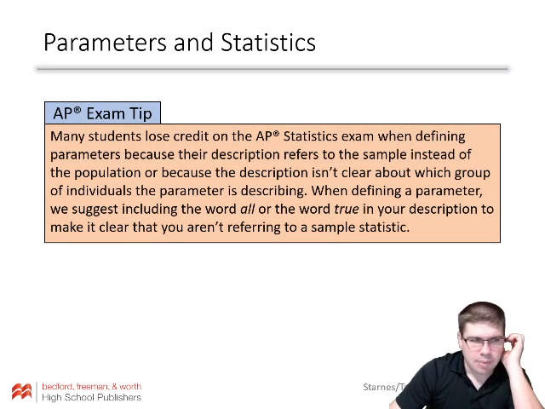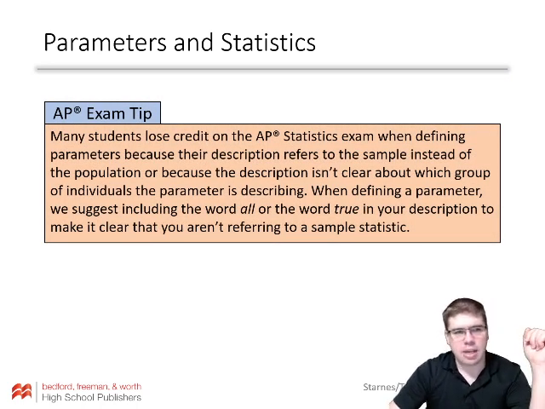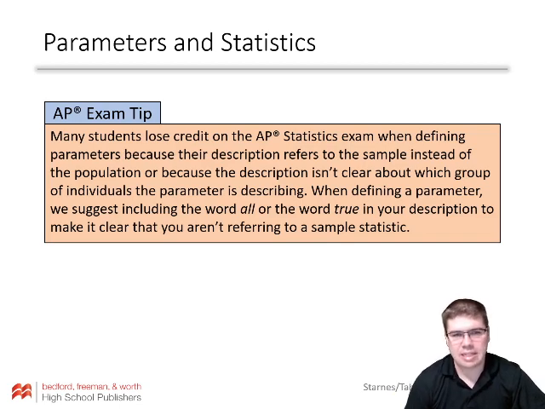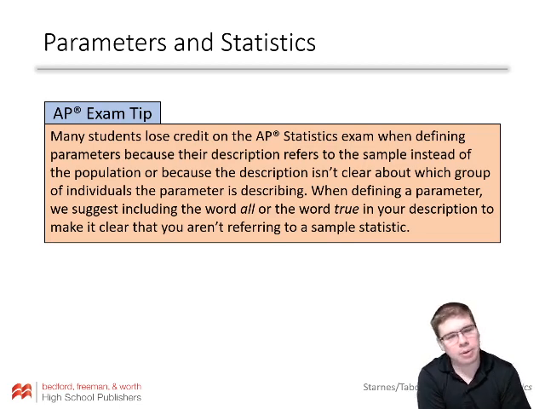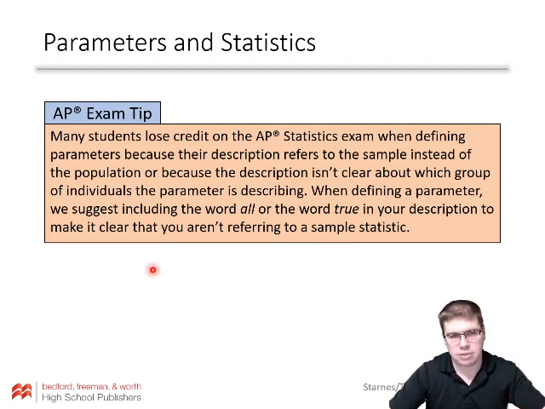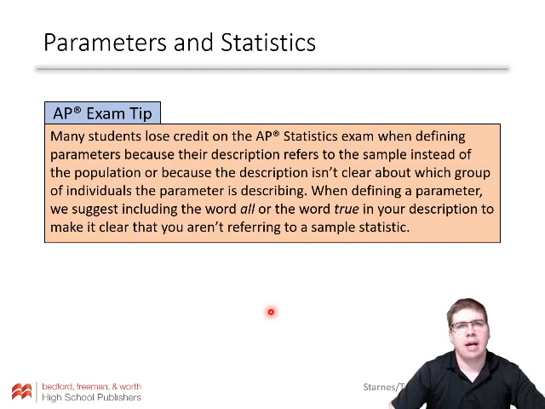So, AP exam tip: many students lose credit on the AP Statistics exam when defining parameters because their description refers to the sample instead of the population, or because the description isn't clear about which group of individuals the parameter is describing. So when defining a parameter, we suggest including the word all or true in your description to make it clear that you aren't referring to the sample statistic. This may not actually make a ton of sense right now, but I'll be referring back to this a lot because I've graded the test, and this is something that we look for, that you don't get the two confused.